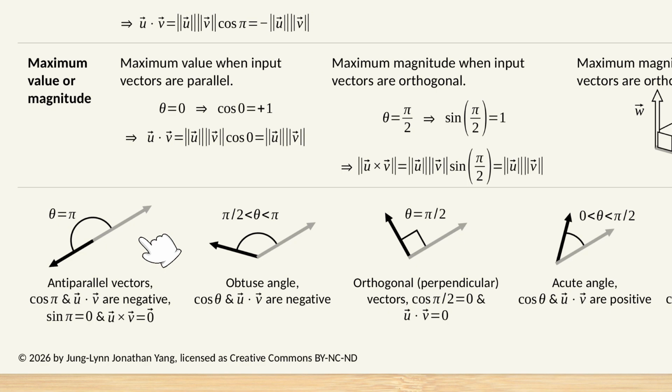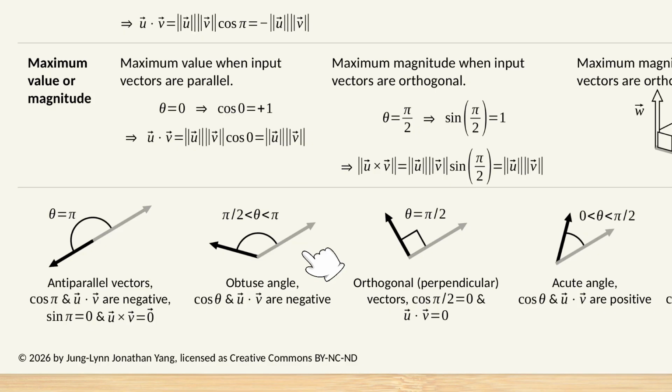Antiparallel vectors, meaning that the vectors point in opposite directions. The angle between these vectors is 180 degrees, or pi radians. Cos of pi is -1, so the dot product will be negative. However, sine of pi is 0, the cross product will evaluate to the 0 vector, and also has a magnitude of 0.